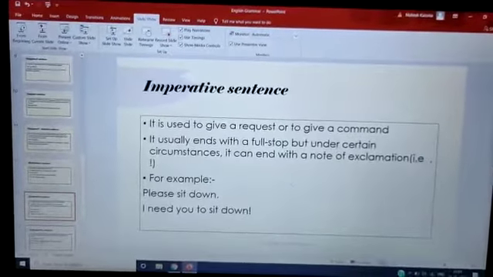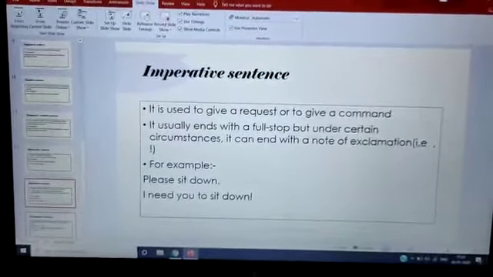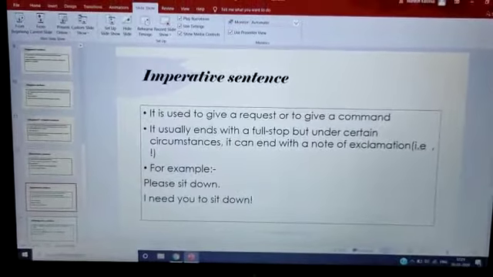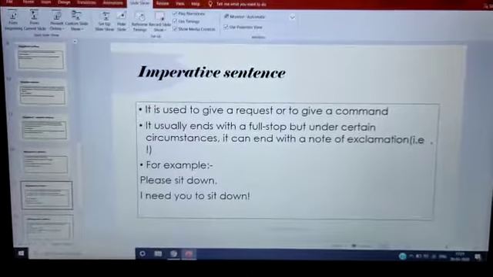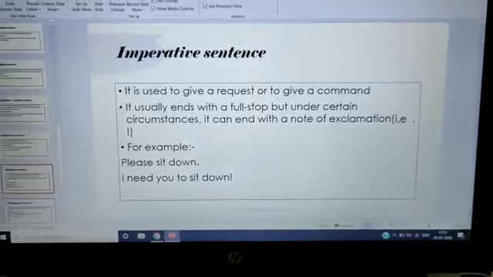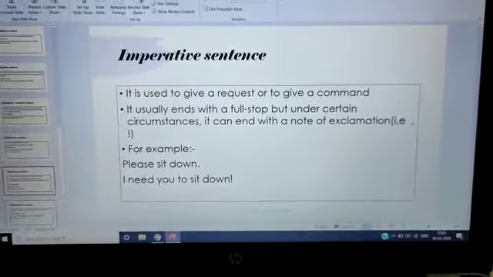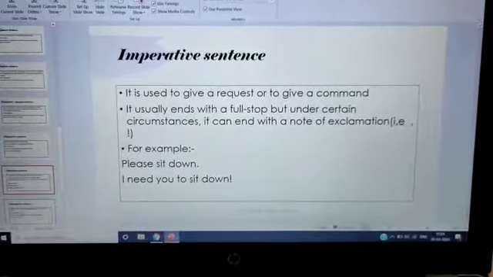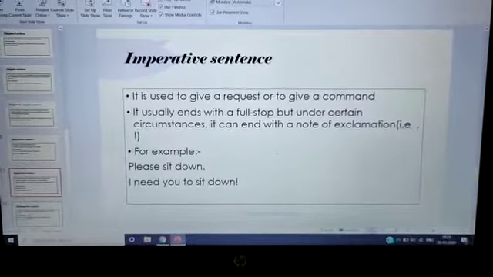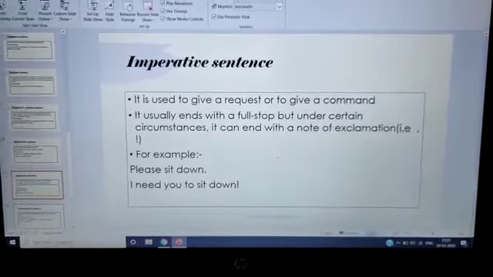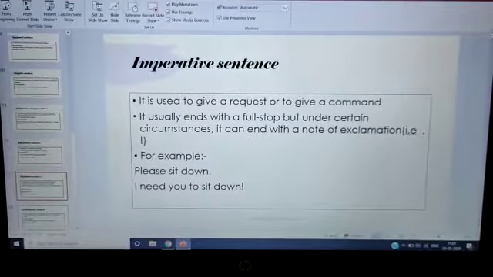Moving on to the next slide, imperative sentence. It is used to give a request or a command. Generally in this type of sentence, we request someone or we give some command. It usually ends with a full stop, but under certain circumstances, it can end with a note of exclamation as well. For example, please sit down. In this, we are requesting somebody to sit down. So hence, it is an imperative sentence. In the next example, I need you to sit down! Here we are giving a command and it is ending with an exclamation mark. Hence, it is also an imperative sentence.